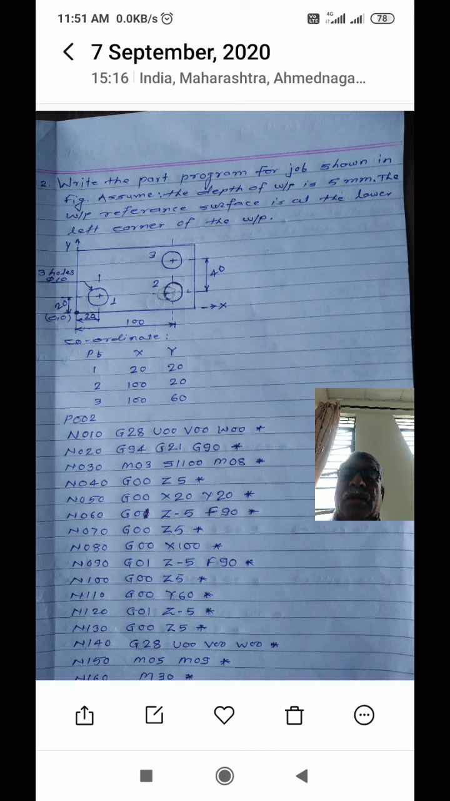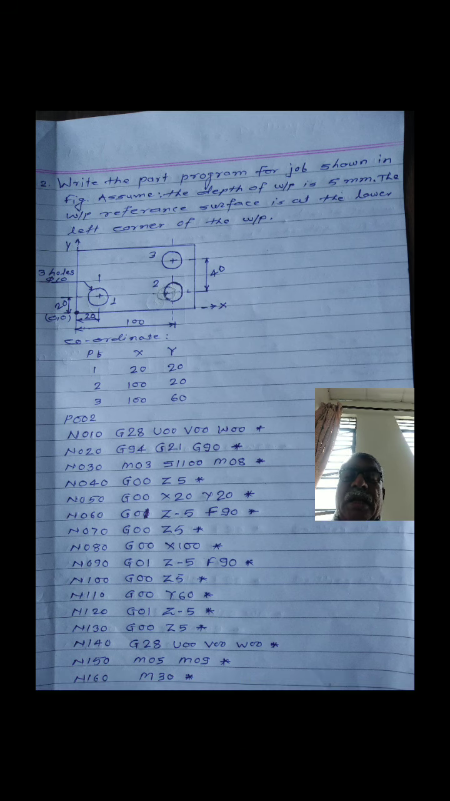Is it okay? The third block, that is N030, you have to start the machine or start the spindle. M03, spindle start in clockwise direction with 1100 rpm, 1100 means spindle rpm, and start the coolant M08. Here the coolant is required for drilling operation, because when the drilling operation is performed the chips should be removed from the hole easily. That's why the coolant is required and end of the block.